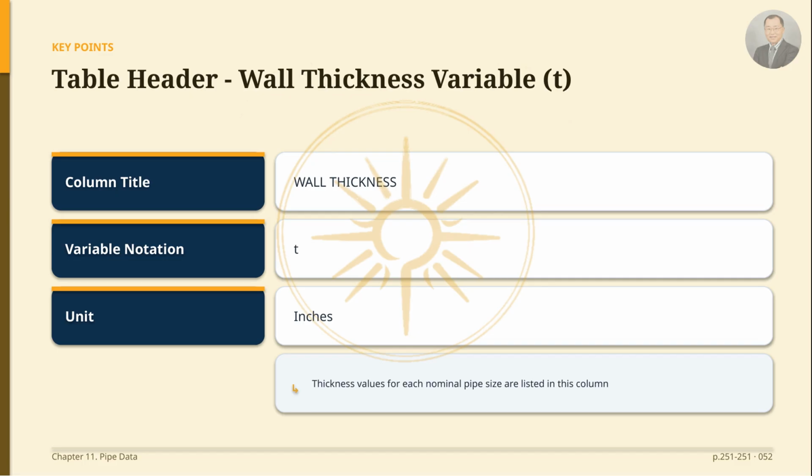Following the identification and nominal pipe size columns seen previously, the wall thickness values corresponding to each pipe specification are organized in this column. Since thickness T determines the difference between the inner and outer diameters, it is a key item that serves as the starting point for calculating cross-sectional area and weight.